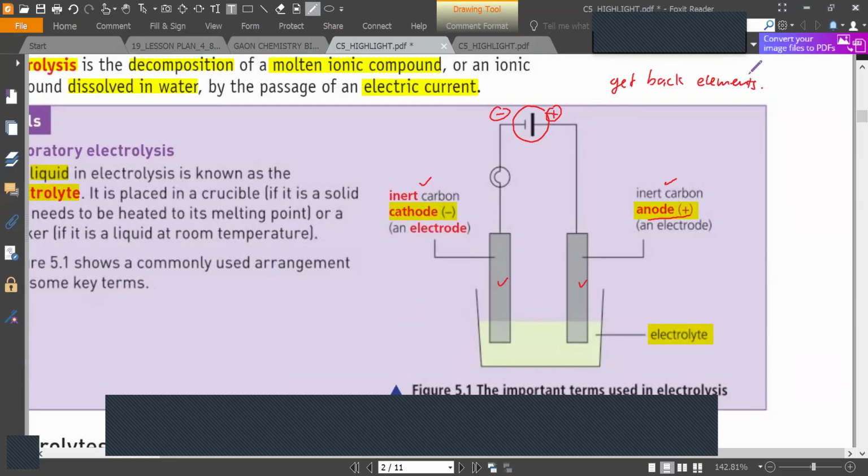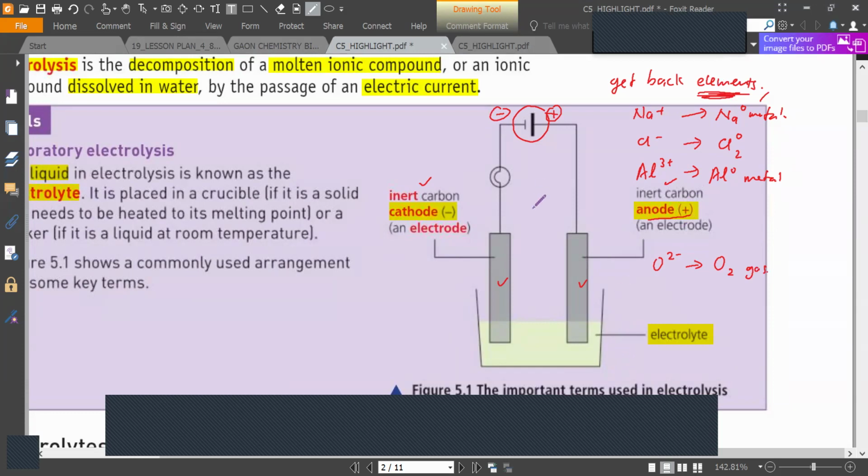Why we have this electrolysis is to get back the elements. For example, let's say we have sodium ion, we want to get back to the sodium metal. Chloride ion, we want to get back to the chlorine element. Aluminium ion, get back to the aluminium metal. Oxygen ion, get back to oxygen gas. So our main objective is to get back to elements.